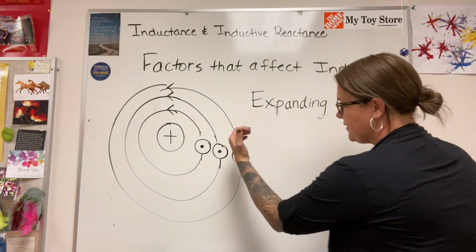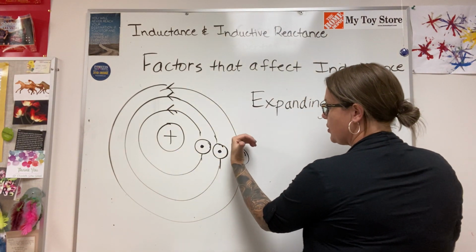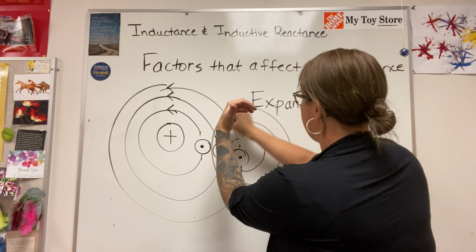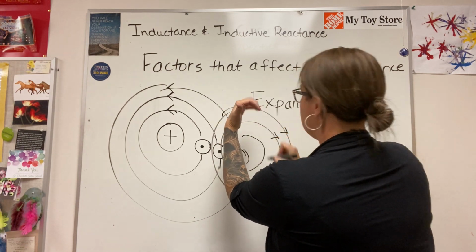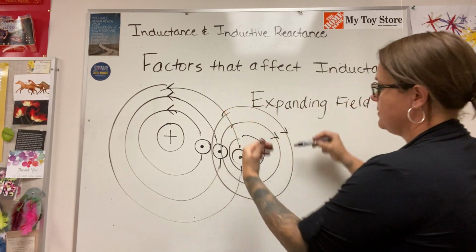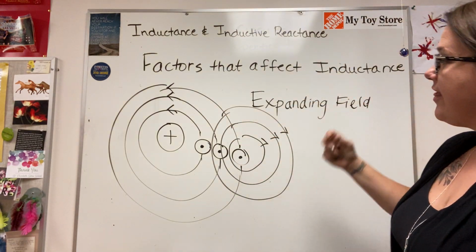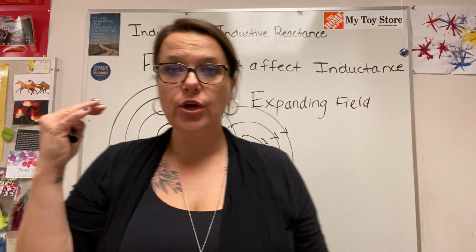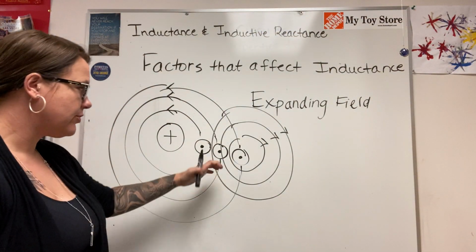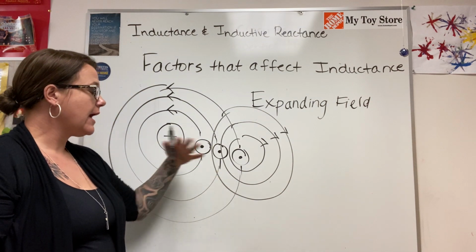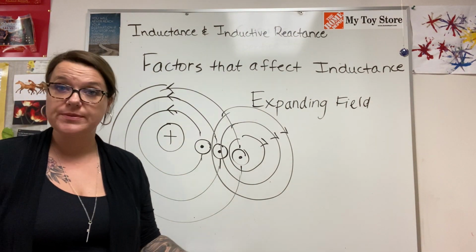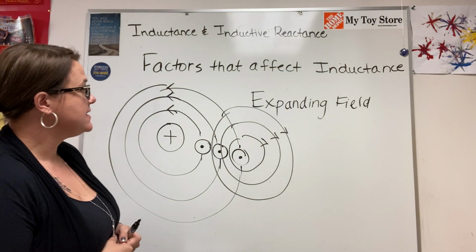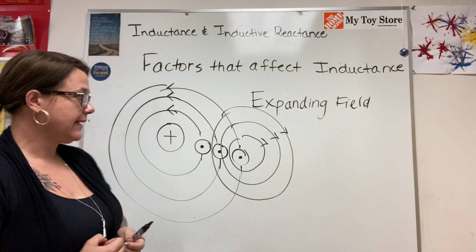Again, you're using your left hand, thumb points in the direction of current flow, and my fingers are representing the magnetic field that's produced. So they're going this way. So you can see here now that my counter EMF is slowing the current from rising to maximum by creating a counter EMF that has a magnetic field going in the opposite direction. That is how an inductor reacts in an AC circuit with an expanding magnetic field.